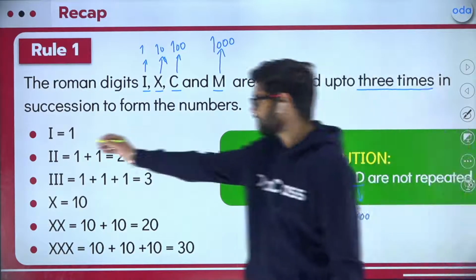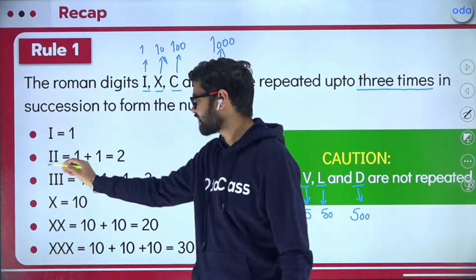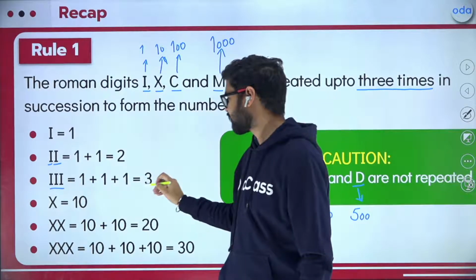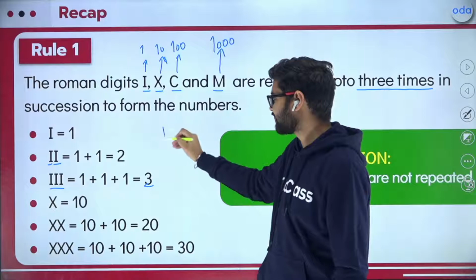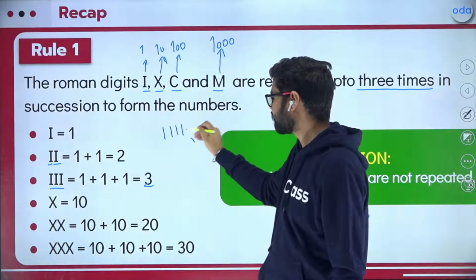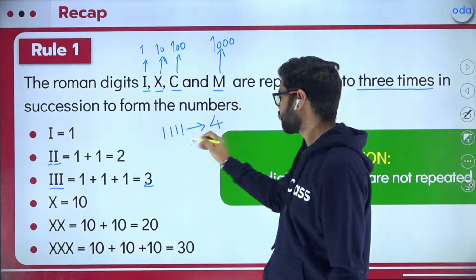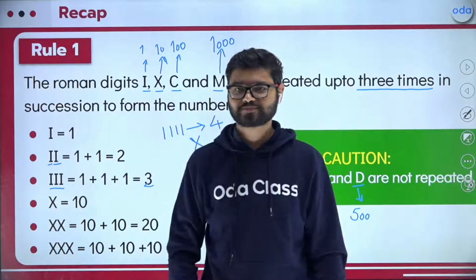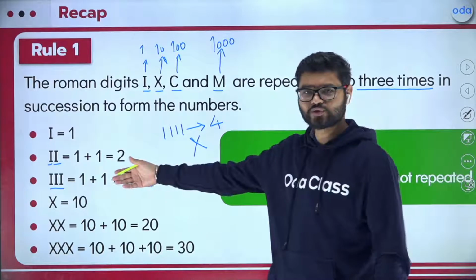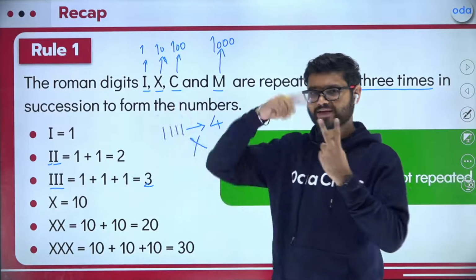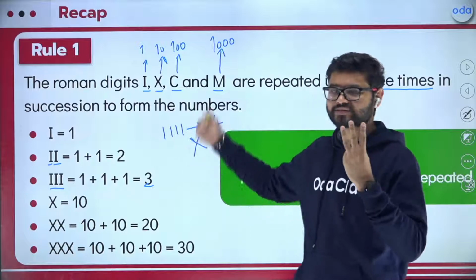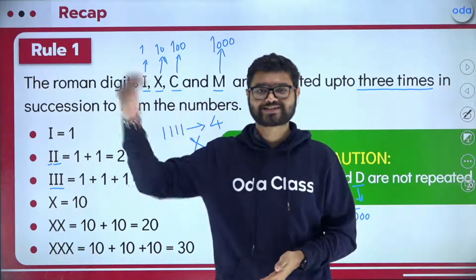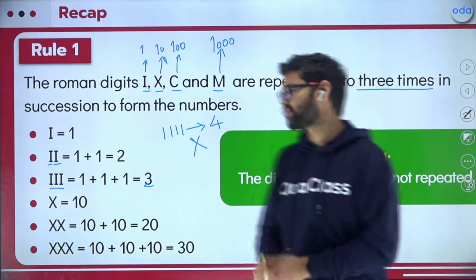Okay. So here we have I for 1. If I have II, it will become 1 plus 1, 2. III will become 3. But don't think that IIII will be 4. No, nope, nope, nope. This will not be 4 because I cannot repeat I more than 3 times. Similar thing for X also. 1 X is 10, 2 X will be 10 plus 10, 20, 3 X will be 10 plus 10 plus 10, 30. Again, I cannot write 40 as XXXX. Okay, that was the rule number one.